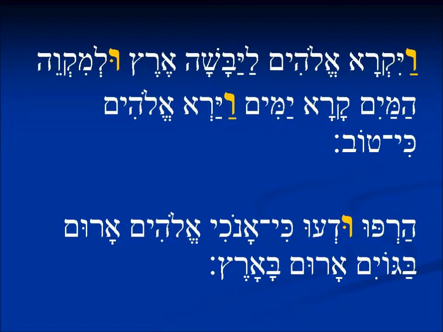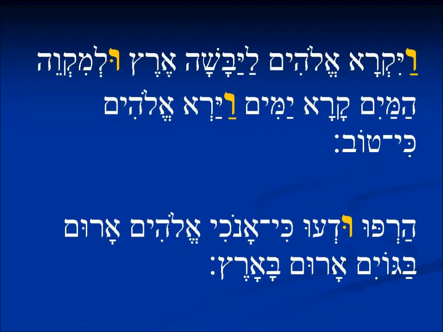It still means "and." We don't pronounce it as a consonant. Remember, we never say "vu" when we see this. It's just "u." Vayikra Elohim liyabasha eretz ulemikveh hamayim karayamim vayar Elohim ki tov.